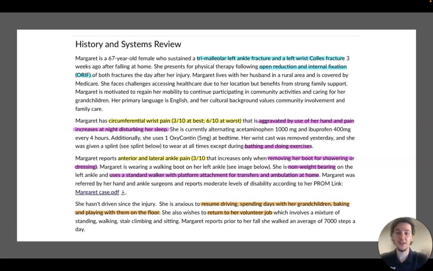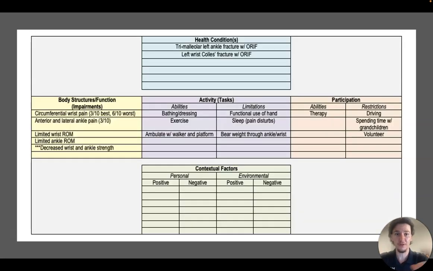And then in orange at the bottom there, we have her participation restrictions highlighted. So going further into that, her restrictions, she's not able to drive. She hasn't driven since the injury. Now, whether or not this is because of her medication cycle or because of her health conditions, that is to be determined. But either way, she's not able to drive right now.